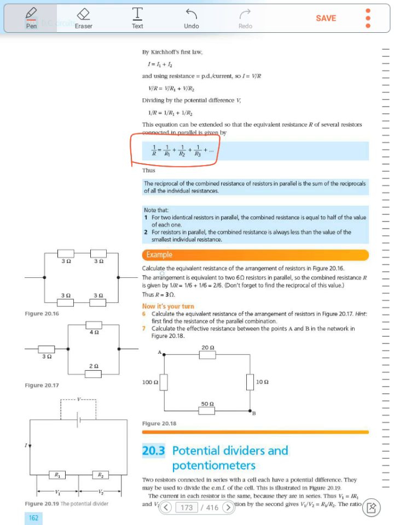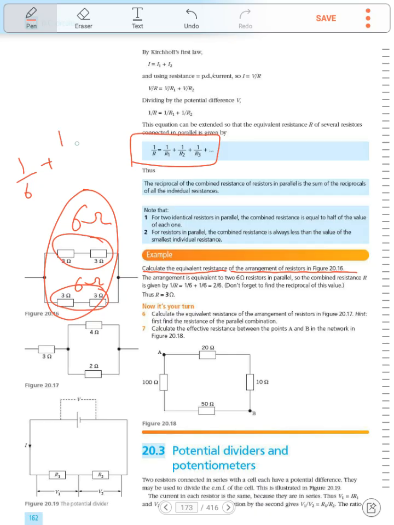Okay, let's try this example. Calculate the equivalent resistance of the arrangement of the resistors in figure 20.16. Here we have 2 resistors in series, so the total resistance is 6 ohm. Here again we have a total resistance of 6 ohm. Now, these are connected in parallel, so 1 over 6 plus 1 over 6 equals 2 over 6, so the total resistance equals 6 over 2, which is 3 ohm.